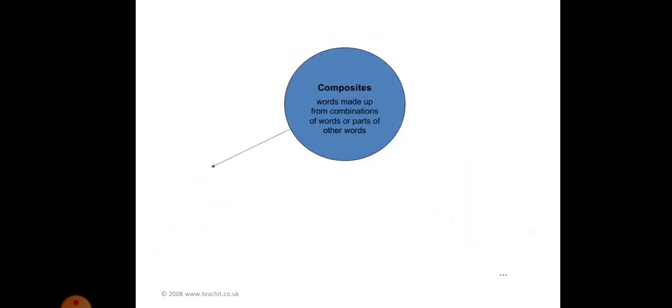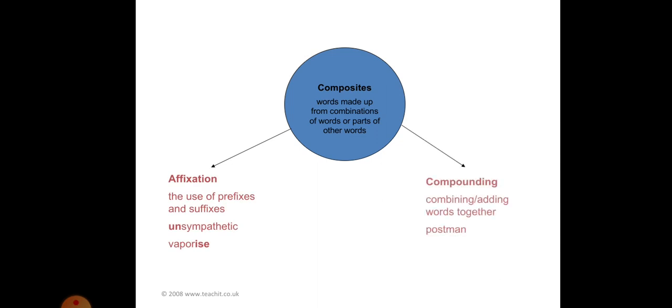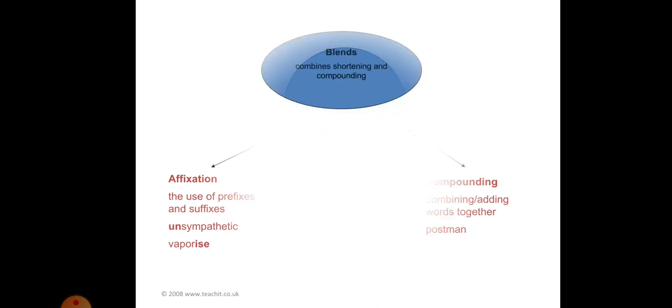Composites is the next example. So we have something that you would probably be aware of from your GCSE days, the use of prefixes and suffixes. Prefixes come before the word, so unsympathetic, and suffixes come afterwards, so vaporise. Just by the addition of a prefix or a suffix, we generate new language that way. And we have compounding, the combining or adding of words together. The word post stands alone, the word man stands alone, but if a man delivers the post, he becomes a postman. So it creates that new word there.